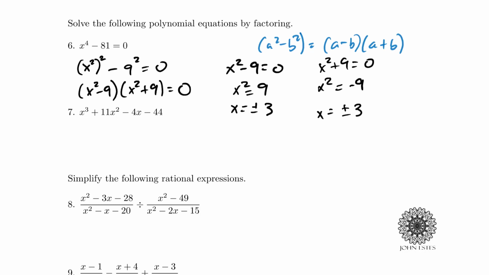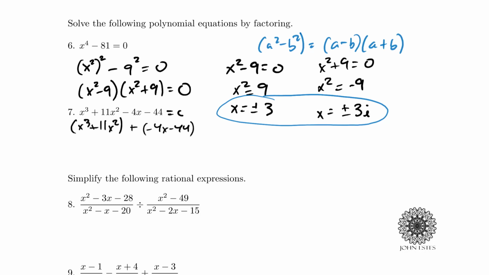So remember that's going to be the square root of 9 times the square root of negative 1, which is i. And so there I have my four solutions, plus or minus 3 and plus or minus 3i. Alright, for number 7, the trick to this is to factor by grouping.